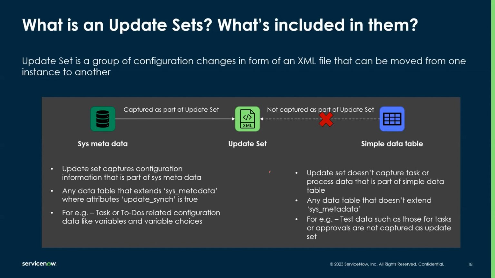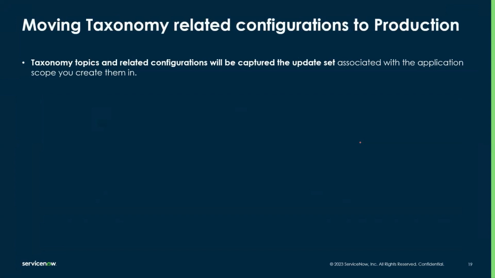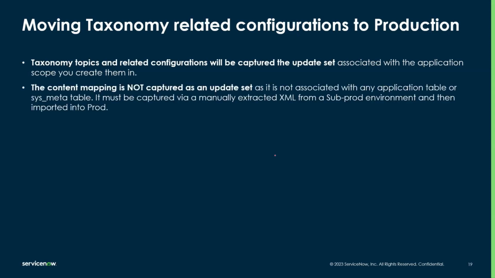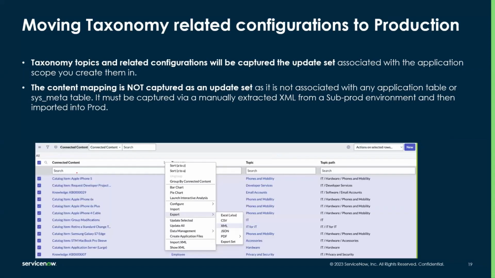A perfect example of this is all your taxonomy associations. Your topics are captured in the update set because they are available as sys metadata, but your content mapping is not captured. And the way you do that is, if you go to your connected content, you right click on the top menu, and there's an export button that you will get over here. And you just say export an XML, and when you go in your actual instance, you say import XML, and all the content mapping will be imported from the subprod environment to the prod environment.